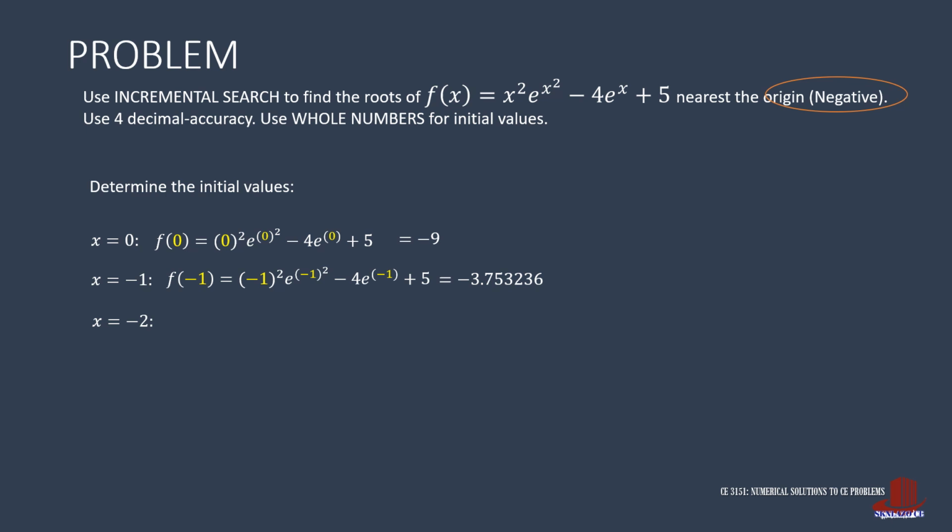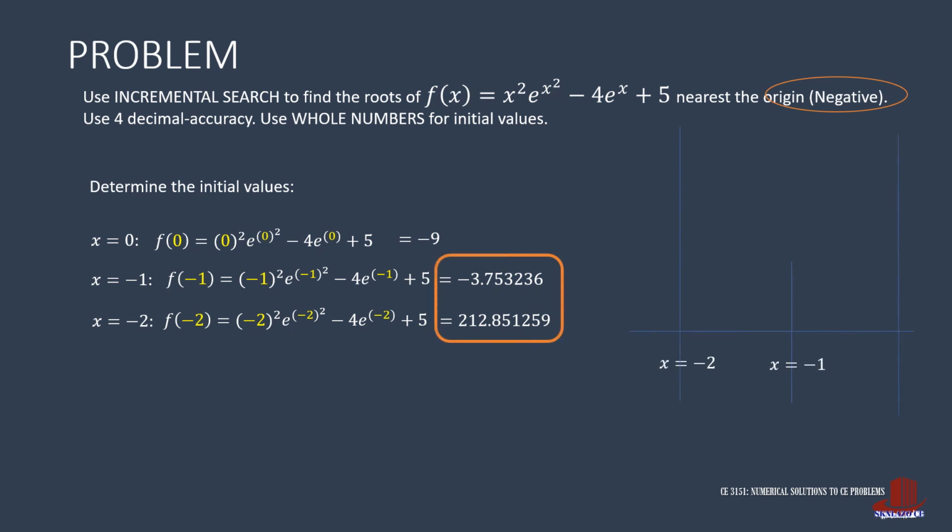Say we use negative 2. The function becomes negative 2 squared with e raised to negative 2 squared, minus 4e raised to negative 2, plus 5, which results to 212.851259. This shows a sign jump, so we found the initial interval. From an illustration, we can check where the root is.